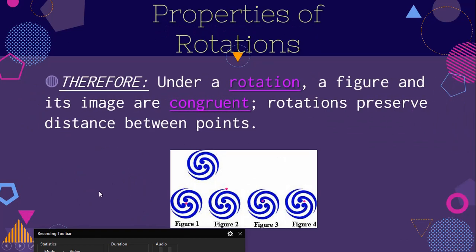When we're done with each of our examples, you can see under rotation, the pre-image and the image are congruent. They're the same shape, they're the same size. So rotations do preserve distance between points, and they can be classified as a rigid motion or an isometry.